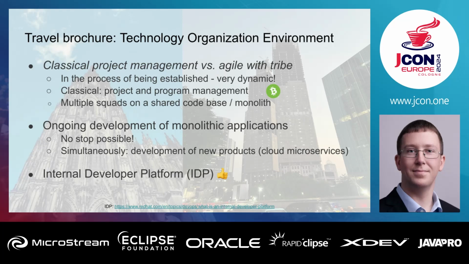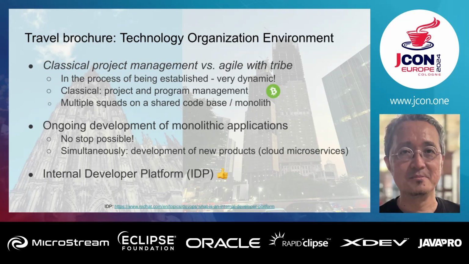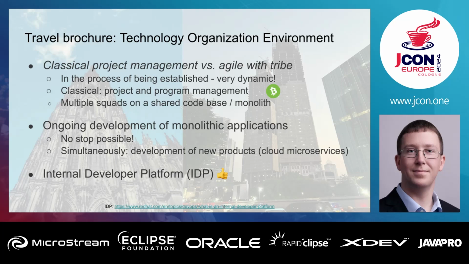And in our case, this is quite complex because in the organization, we still have classical project management. This is a company of 125 years. You cannot just go directly to agile, right? So you have something classic and something agile. We have classical project management versus agile with tribes. So that's quite complicated. And the process is being established, but is very dynamic, so everything can change very fast. And we still have to ask the project management for the money, right? At the end, if you migrate something, you need money for that, and that's a completely different story. We have multiple squads and a shared code base, because this is a monolith, a really huge one. A lot of teams work on the same code base.